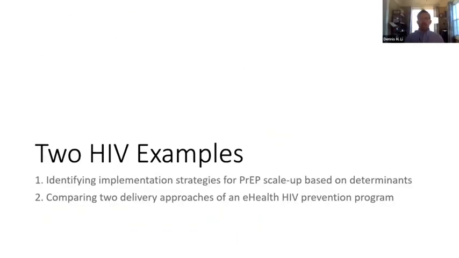So now we're going to switch over to two practical HIV examples. The first is going to be an example of an earlier stage IR project in which Patrick Sullivan will explain how they identified implementation strategies for PrEP scale-up based on determinants in the literature. And then I'll come back later and talk about a later stage project where we're comparing two implementation strategies against each other for an eHealth project.